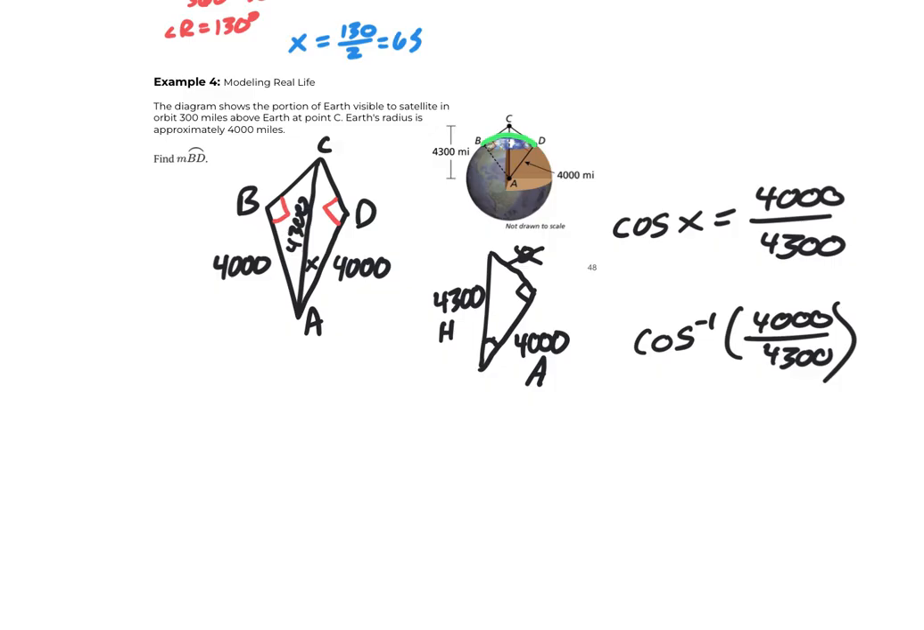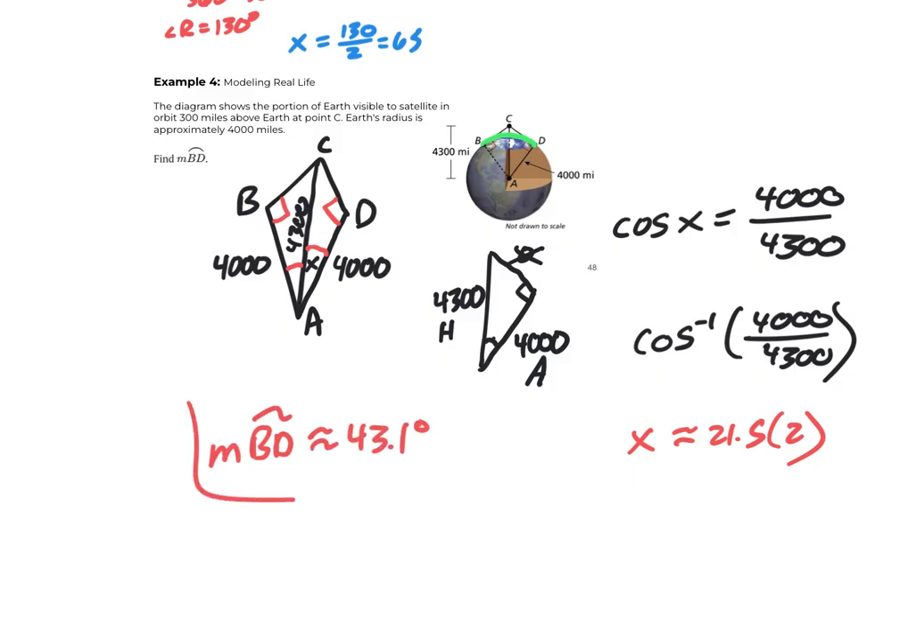Now here's where you also have to be careful. What number do we get there? About 21.5. We know the one right next to it is also 21.5. So I'm going to double that, and that would be the measure of arc BD. So the measure of arc BD is about 43.1.